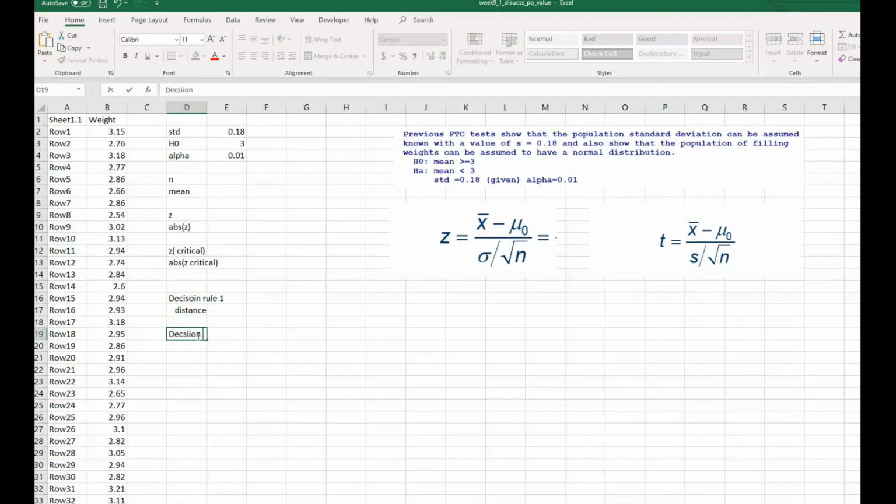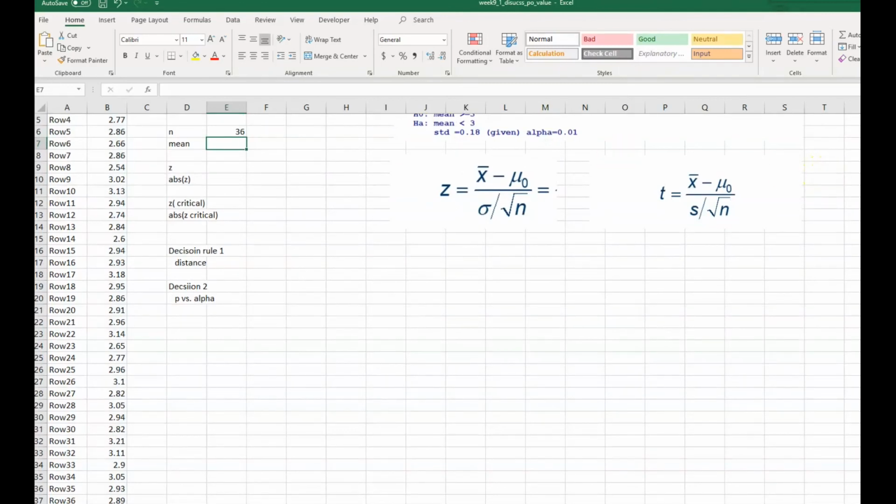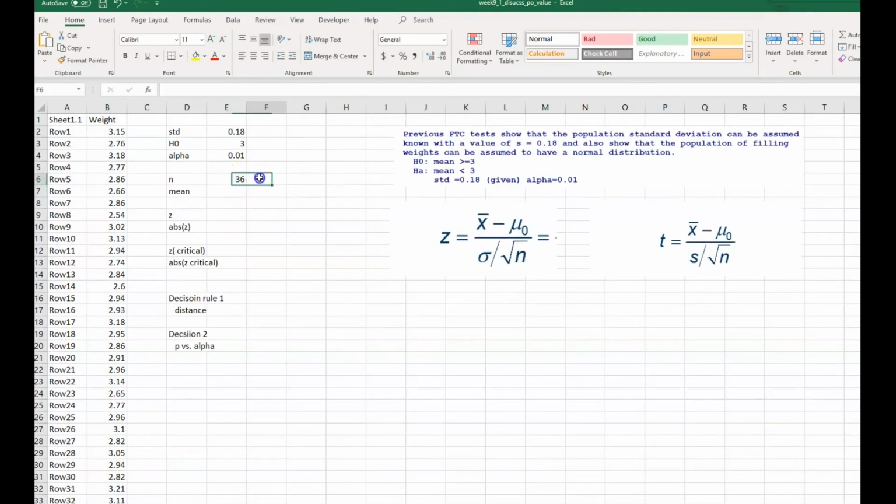So this is decision rule number 2. Then we compare P versus alpha. Okay, so let's calculate the N. N equals count. We highlight, Control Shift down, then we close it. So it's 36. I'm going to use a formula to show the formula. Okay, I'll make it bigger.